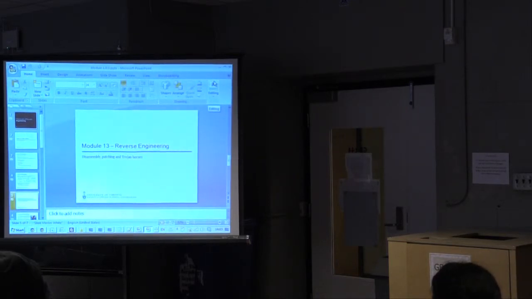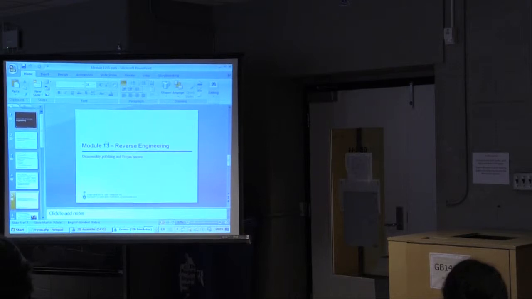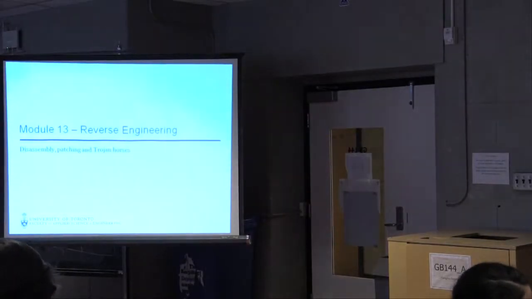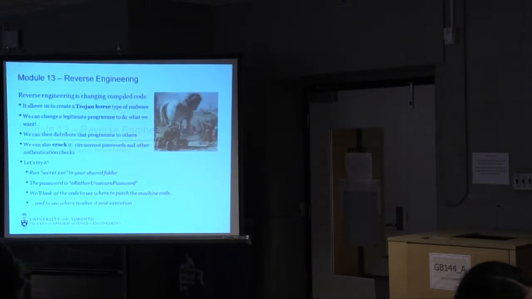Writing assembly is hard enough. Writing machine code is hard enough. Changing someone else's machine code is very difficult. So we will take a look at a program I've specifically written to make it possible to do in this class. And before we do that, we'll take a quick look at Trojan horses, right?